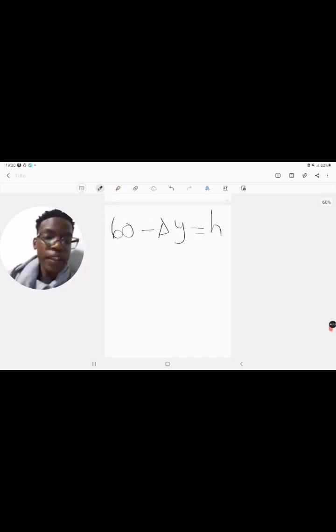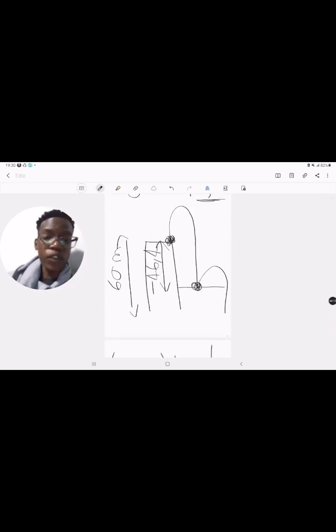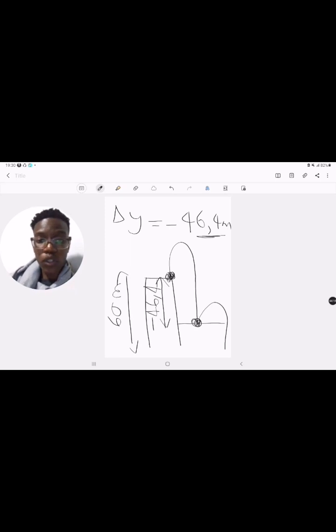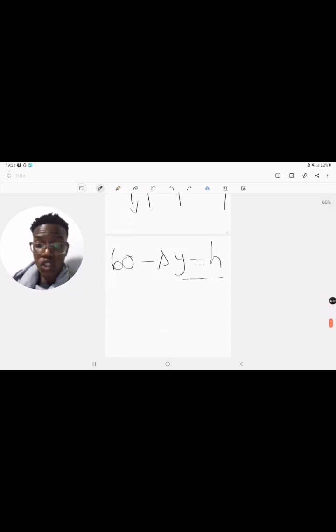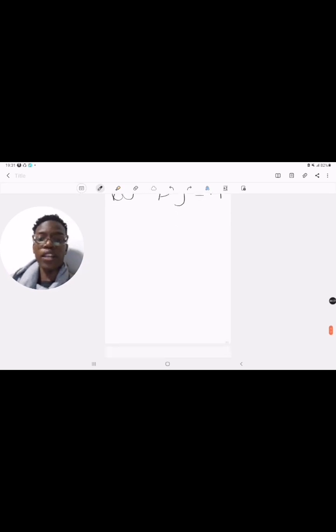Remember now, the negative here was just to give you a direction, that from this point to that point, the ball moved downwards in the negative direction. But this equation here is not an equation of motion. So here you've got to be careful with the sign that you use. You use logic.